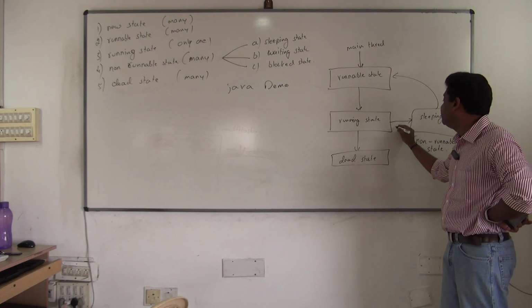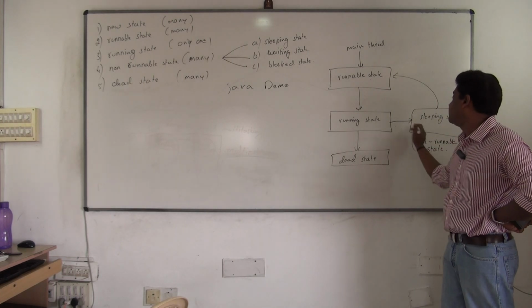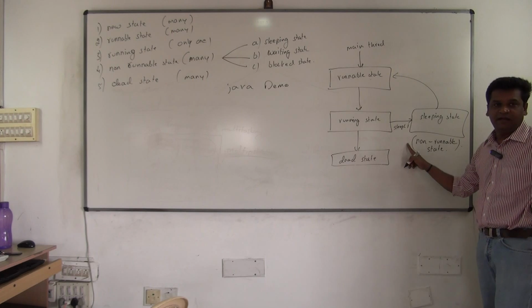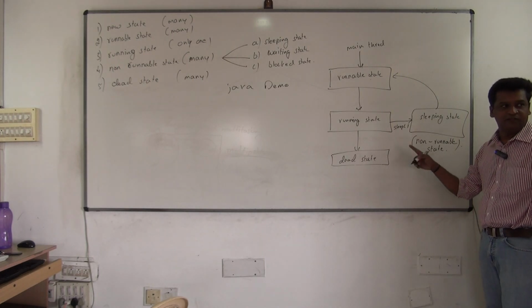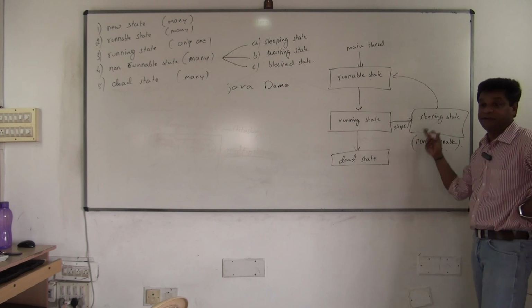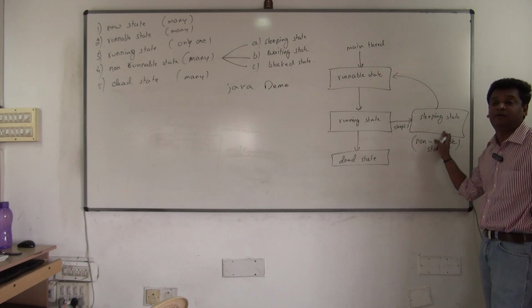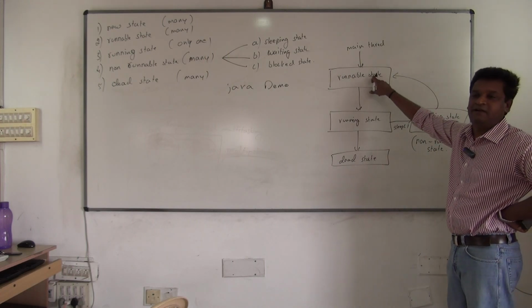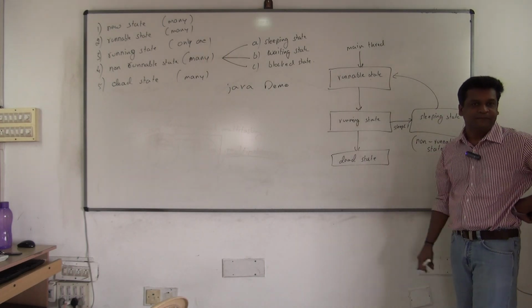So how do you put a thread from running state to sleeping state? By calling a sleep method. I'll use the sleep method and pass some argument. And when that sleeping time is over, it will come back to what? From sleeping state, it will come back to runnable state. Again, from runnable state, it will come to running state.